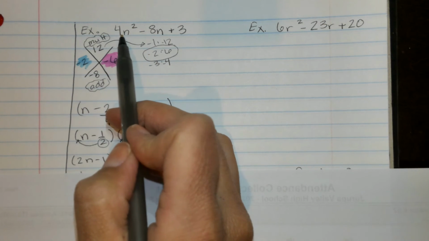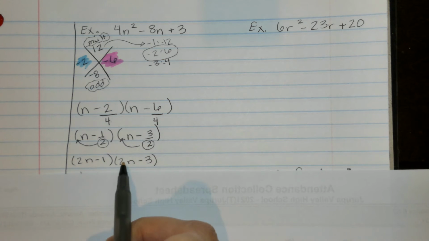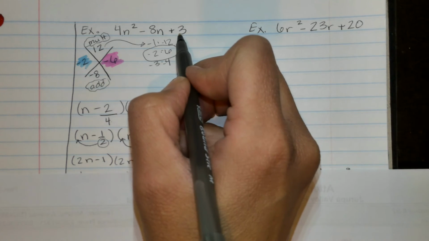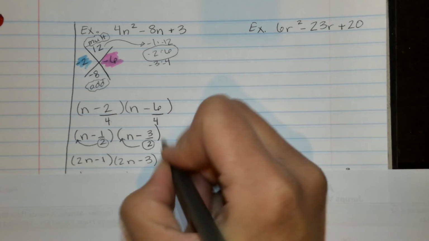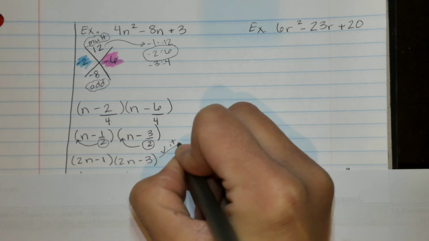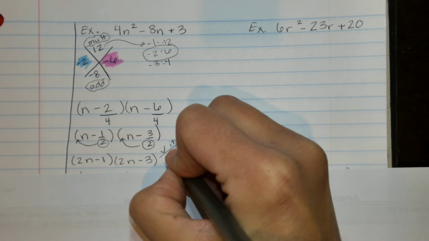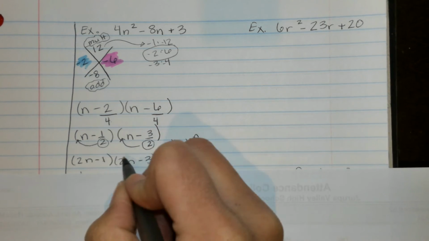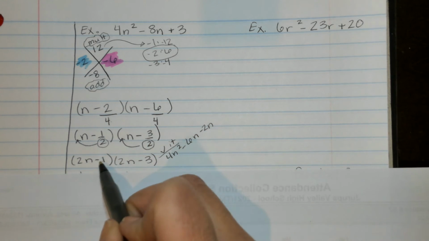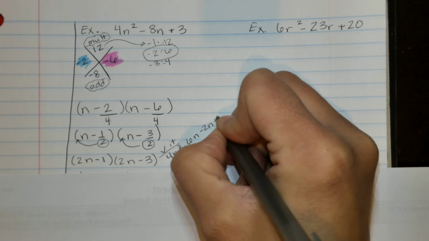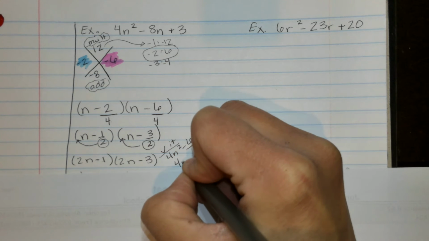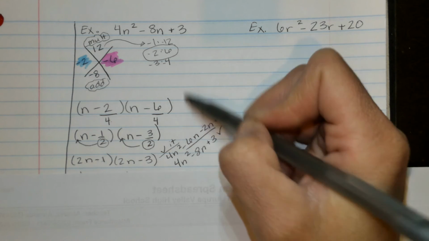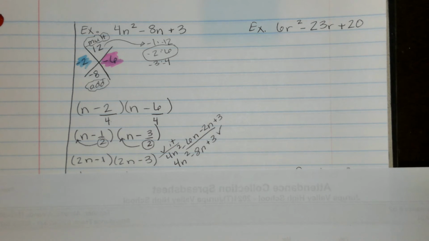Again, my shortcut is to just check the first and last. First times first is 4n squared. Last times last, negative 1 times negative 3 is positive 3. But I do want to show you guys FOIL. So 2n times 2n is 4n squared. 2n times negative 3 is negative 6n. Then negative 1 times 2n is negative 2n, and negative 1 times negative 3 is positive 3. Combine like terms, 4n squared minus 8n plus 3. And if you compare it, that is what we started with. Amazing that it works out.